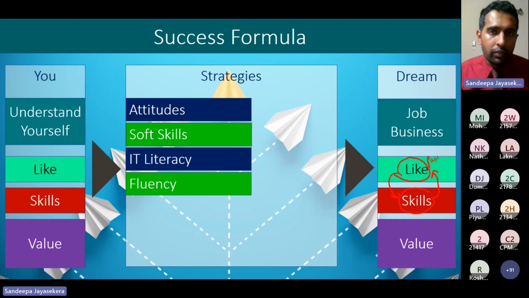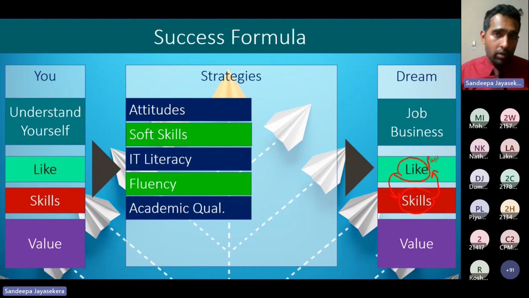Most of our accountants are facing this situation, right? We are not that fluent in English, so we do all the backstage work, but the credit goes to somebody else. So please don't do that. During these years, you need to improve your fluency. That's very, very important.